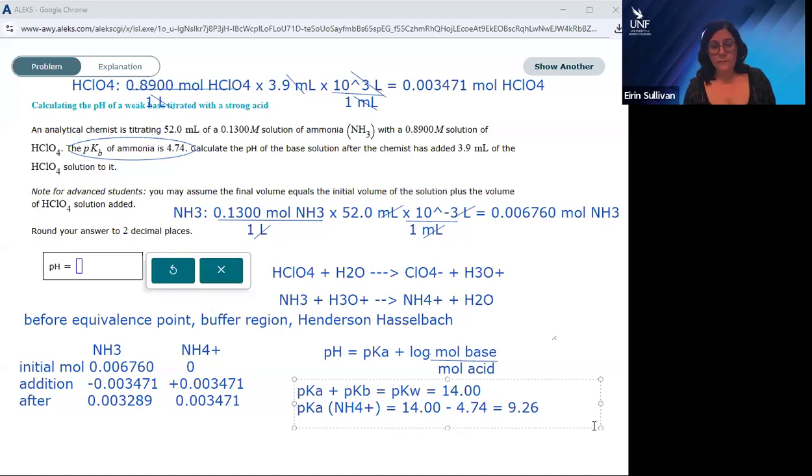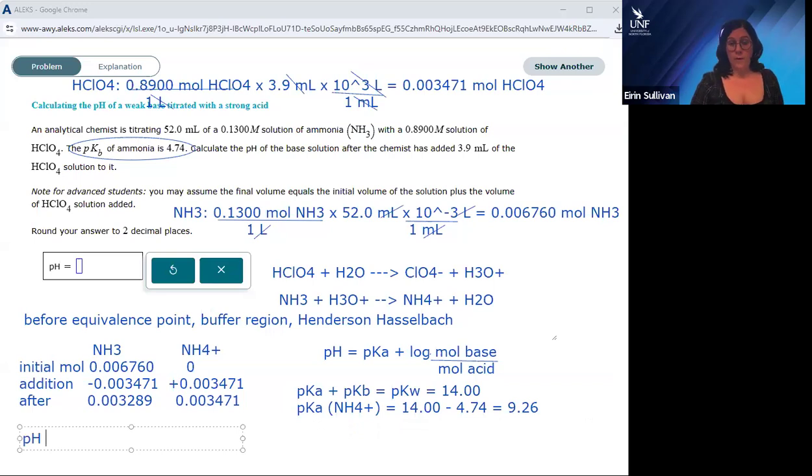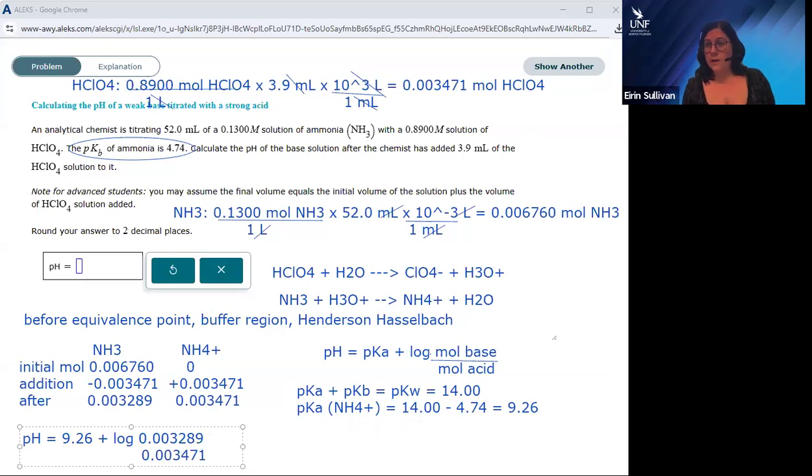Okay, so now I'm ready to just use my Henderson-Hasselbalch equation with the number of moles of ammonia and ammonium I have. So my pKa is 9.26 plus the log of the number of moles of base, which is my ammonia, 0.003289, divided by the number of moles of acid, which is my ammonium, 0.003471. Obviously, you may need to use brackets, etc., to make your calculator be happy with that. I would normally at least do this. Sorry for ugly brackets.